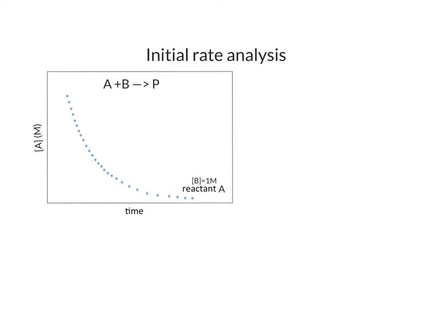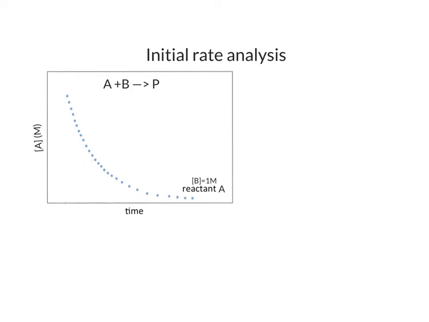One way that we can experimentally determine the rate law for an overall reaction is by doing initial rate analysis. Let's see how that works. So if we measure the concentration of one of the reactants as a function of time and do that for a particular concentration of the other reactant, we will get a curve that looks something like this.